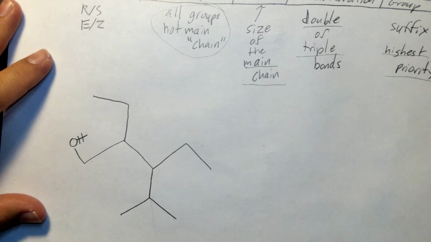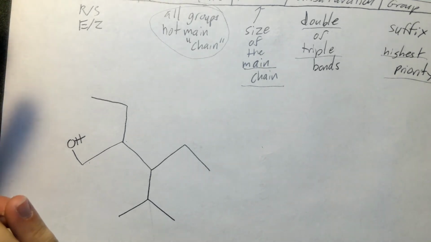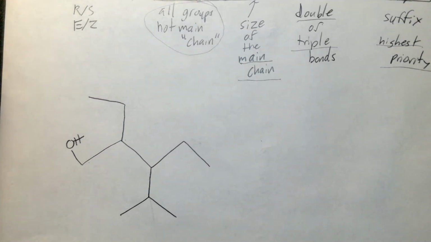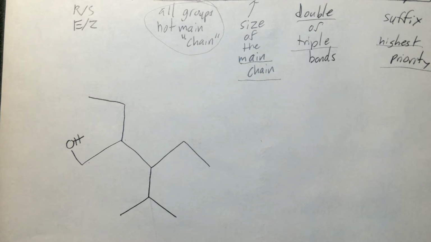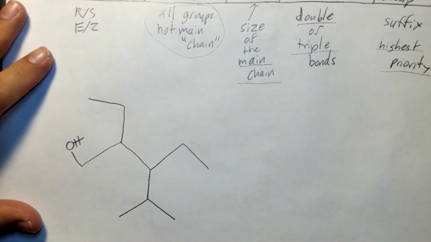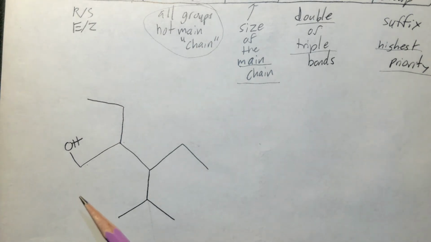Picking the main chain, as I call it, is the idea that when you name a molecule, you need to find the parent chain. That's what I'm calling the main chain. And the way we determine what the parent chain is, it has to be the longest chain of carbons. So you have to start from one end of the molecule to the other.